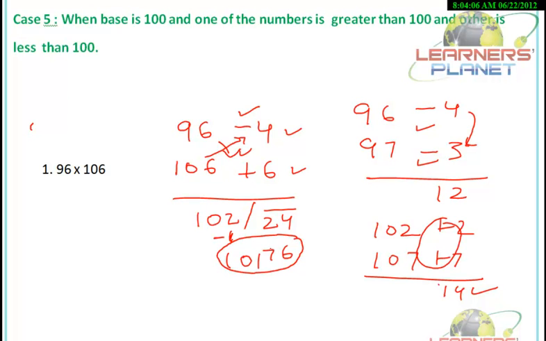That is 10176. So 96 into 106 will give 10176. The method is quite simple. A bit more effort is needed than the previous one, but I hope it's very easy if you practice.